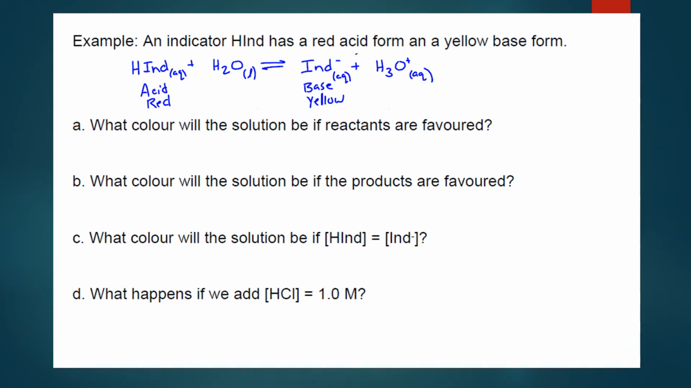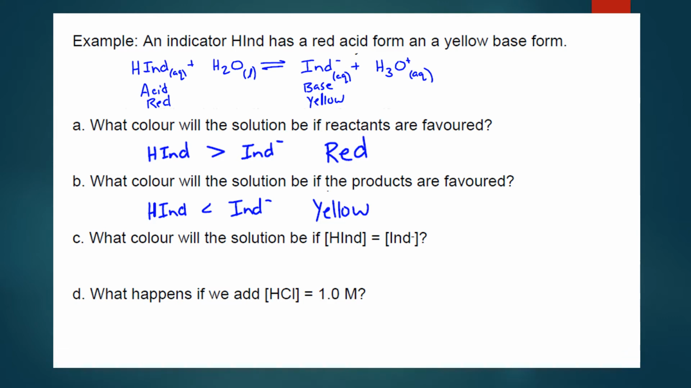So what we're going to be looking at is which side we have more of, red or yellow. So if the reactants are favored, we have more HIND than we do IND minus. That means that solution will be red. Now the second question says, what color will the solution be if the products are favored? In that case, we're going to have more of the IND minus than the HIND, and our solution will be yellow. Now with this one, you might want to get out your finger paints. What color will the solution be if we have equal concentrations of HIND and IND minus? If we take our finger paints and we mix yellow and red, we're going to get orange.